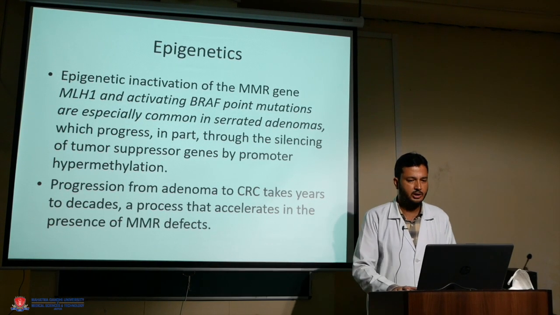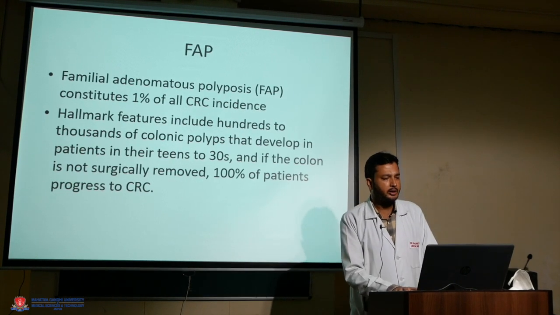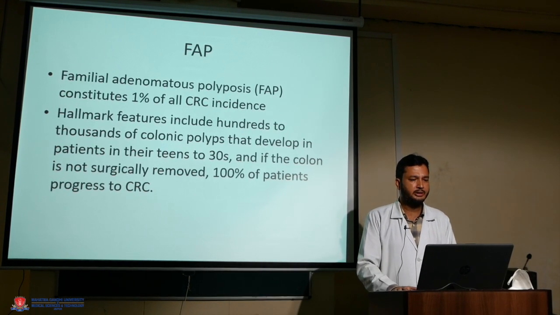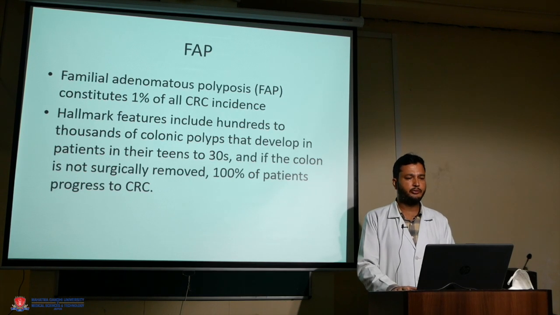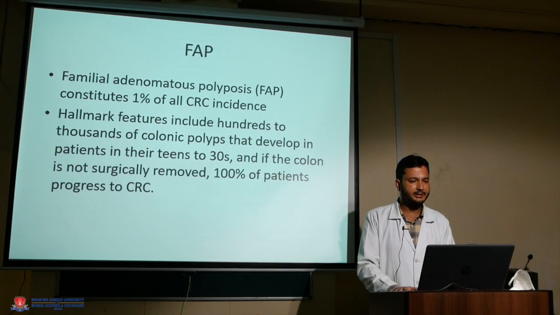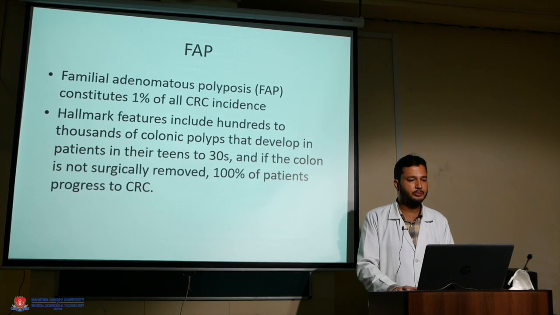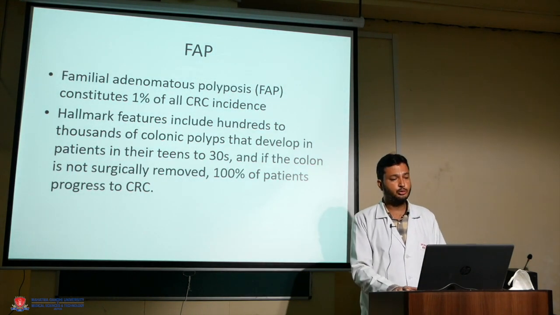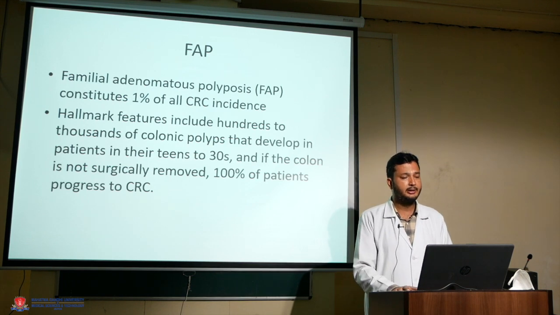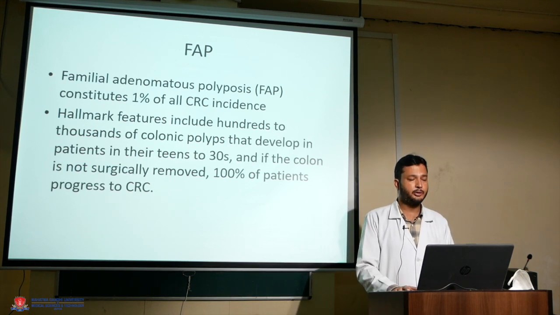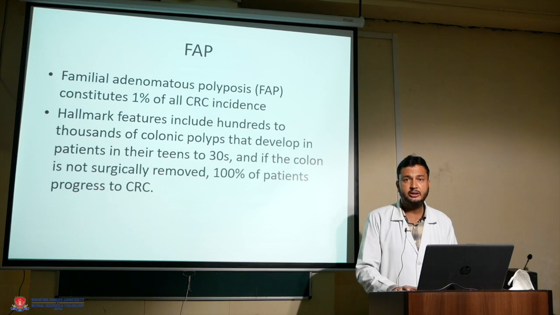If we talk about familial adenomatous polyposis, this constitutes 1% of all CRC cancers. The hallmark feature of this syndrome is hundreds to thousands of colonic polyps that develop in patients in their teens to their 30s, and if the colon is not surgically removed, there is a 100% chance of progression to colorectal cancer.